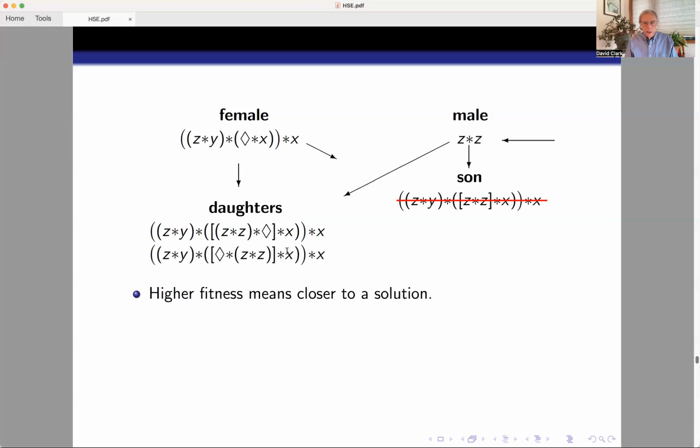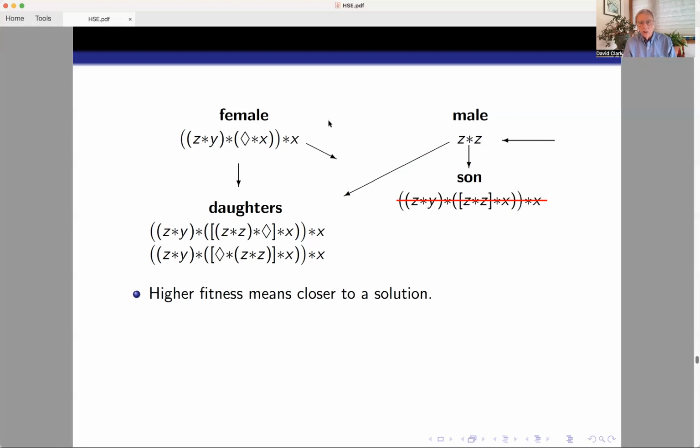Remember, the first condition on the fitness was that higher fitness is supposed to mean closer to a solution. So here is a female, and she's going to try to produce a solution by mating with some male and producing a son. That's how she can produce a solution. So how do we figure how close the female is to a solution? Well, what we can do is look at all possible different males. So different males are ones with different output tables. We look at all different males and we ask, how many different males can this female produce a solution with?